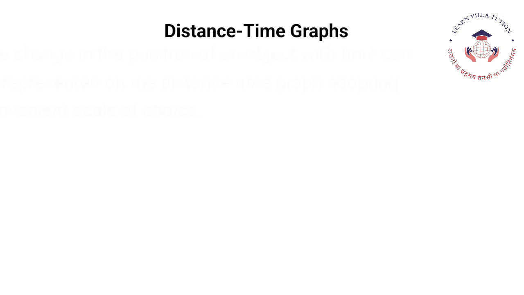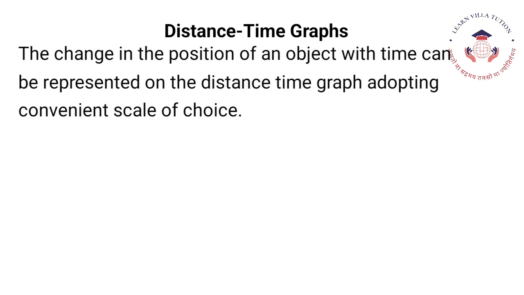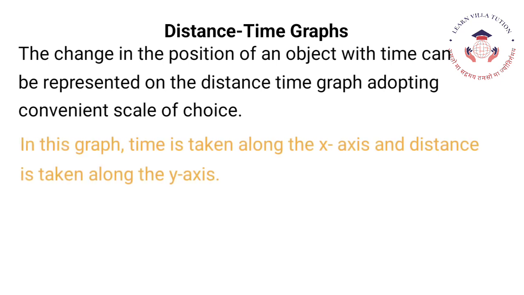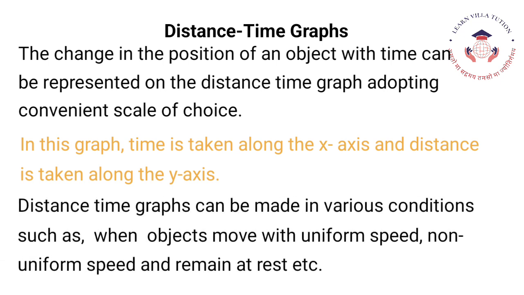Distance time graphs. The change in the position of an object with time can be represented on the distance time graph adopting convenient scale of choice. In this graph, time is taken along the x-axis and distance is taken along the y-axis. Distance time graphs can be made in various conditions, such as when objects move with uniform speed, non-uniform speed, and remain at rest, etc.